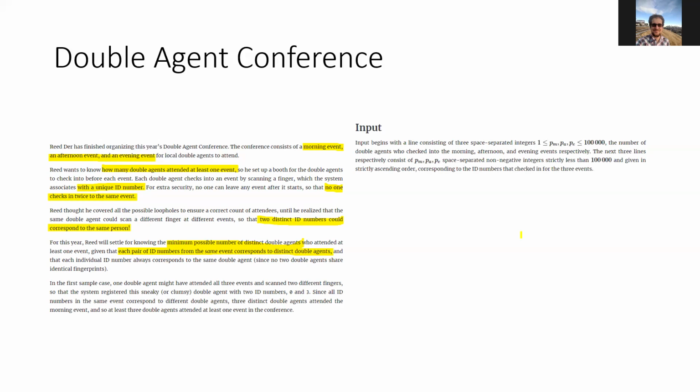So the input consists first of 3 integers, which gives you the number of check-ins for each of the events. And then we have the ID numbers for each check-in. And then the output is going to be this minimum possible number of distinct double agents.